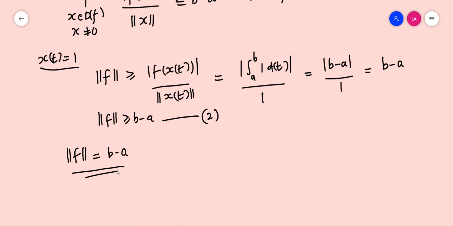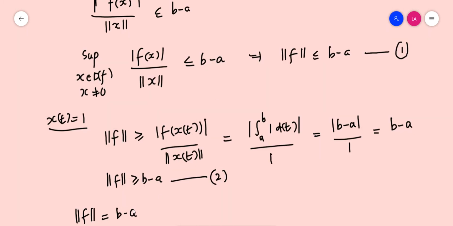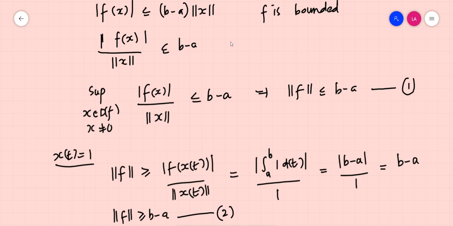So if you define our linear functional in terms of the integral operator on the closed interval [a, b], then its norm should be equal to b minus a. So that's the basic idea behind the whole thing. I hope you understood this.